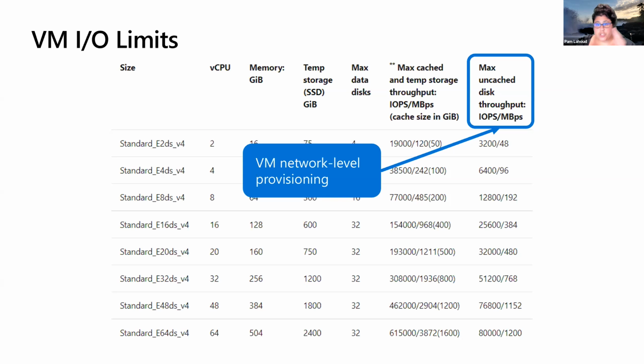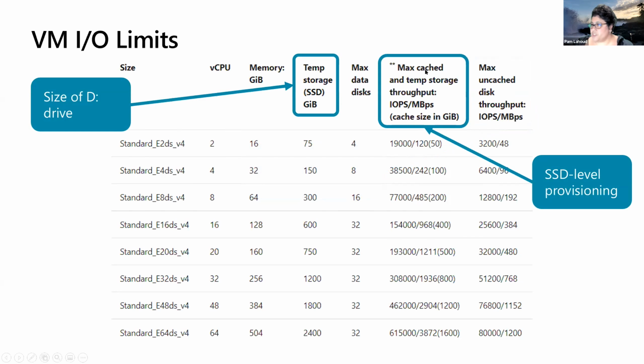So there's really two different limits that you're looking at. There's actually three different limits, I'll talk about in a second. You're looking at the disk level provisioning, and here you're looking at the VM level provisioning. But we did say there's a third kind of provisioning, and that's the SSD provisioning. So the SSD level provisioning, this is this max cached and temp storage throughput.